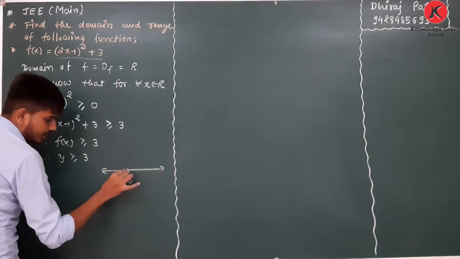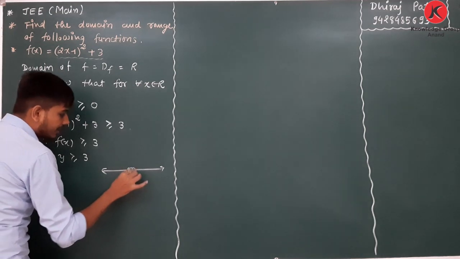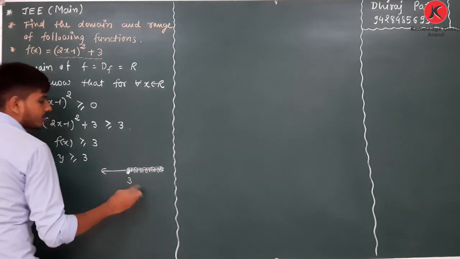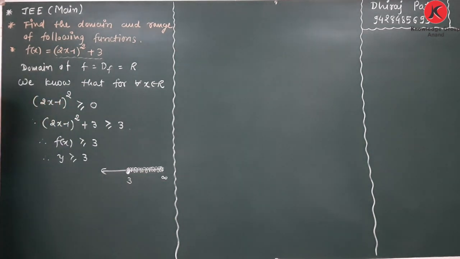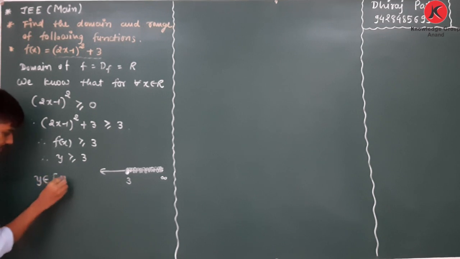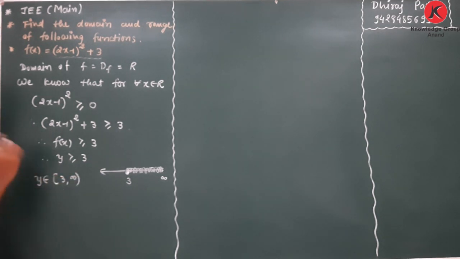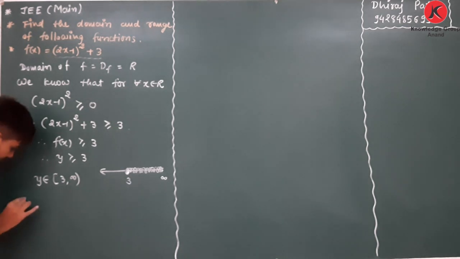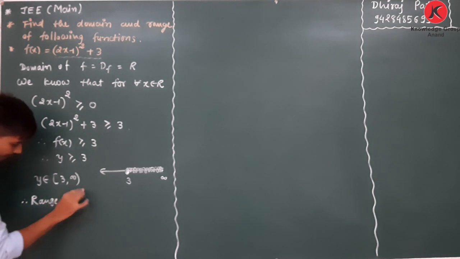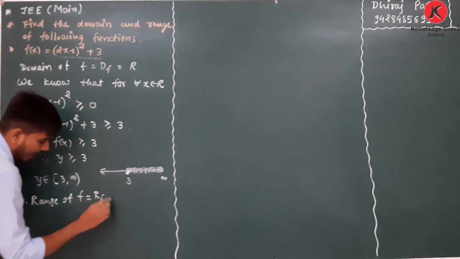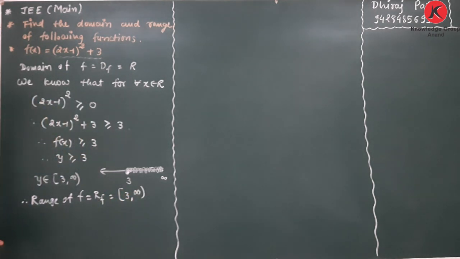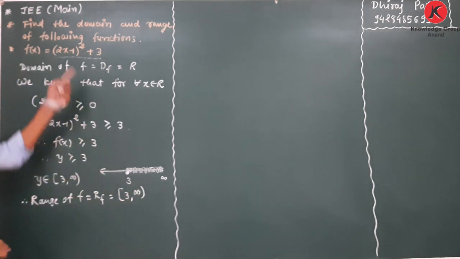This is 3. We have to include 3 and greater than 3. So we have to consider the set of values of y from 3 to infinity. Therefore, we can say that y belongs to [3, infinity). We have to include 3 here. Therefore, range of f, which is denoted as R of f, equals [3, infinity). This is the range of this function.